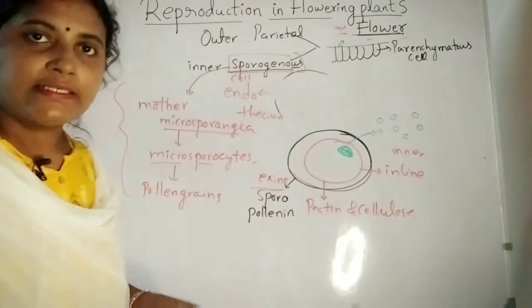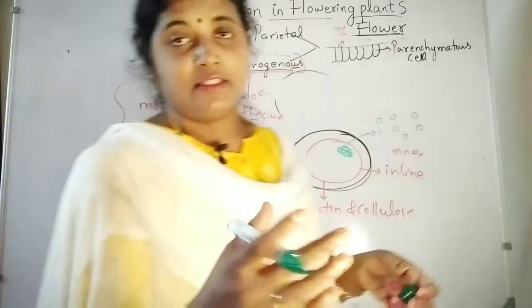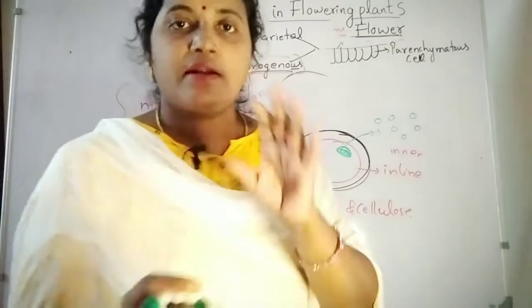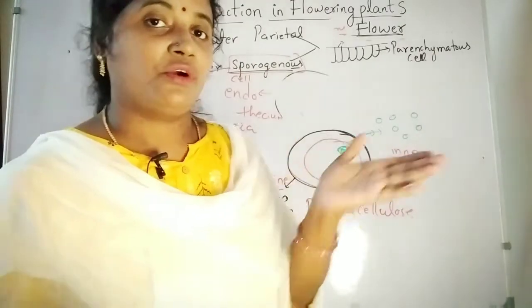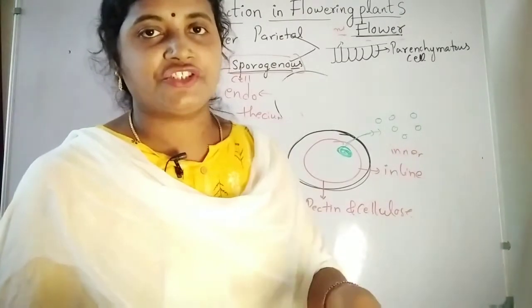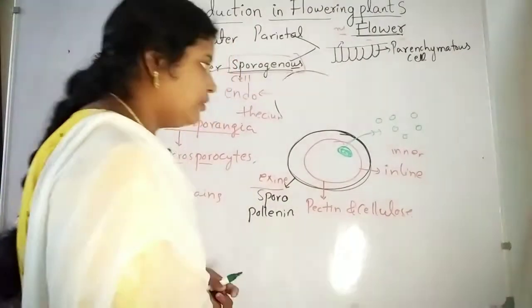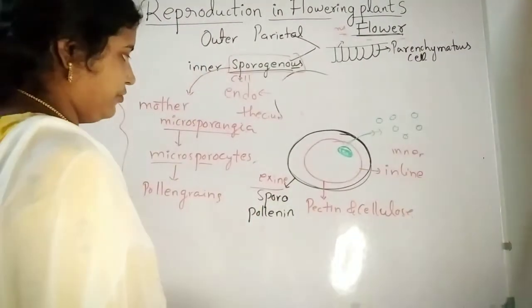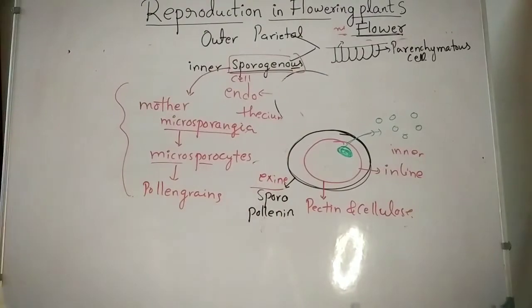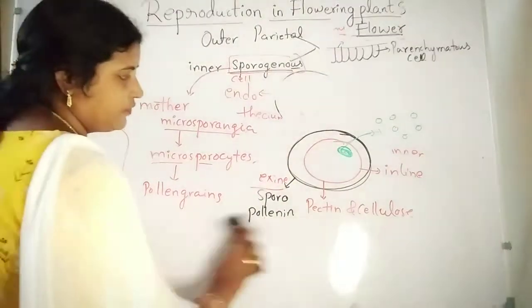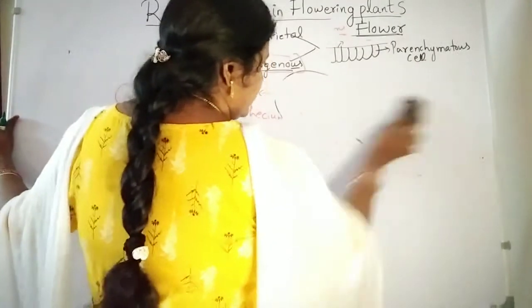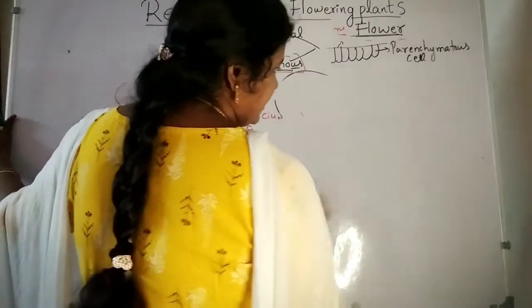Okay, now we'll see the female reproductive part, gynoecium, and after that the other processes like pollination and then fertilization. Everything we are going to see now. So note down these important points, otherwise you can take a screenshot also. Okay, so next we'll go to the pistil part.